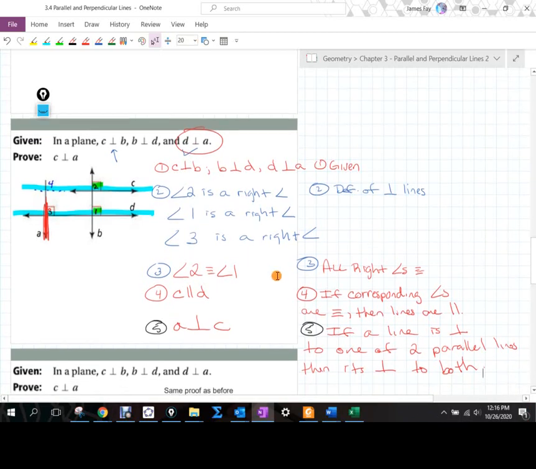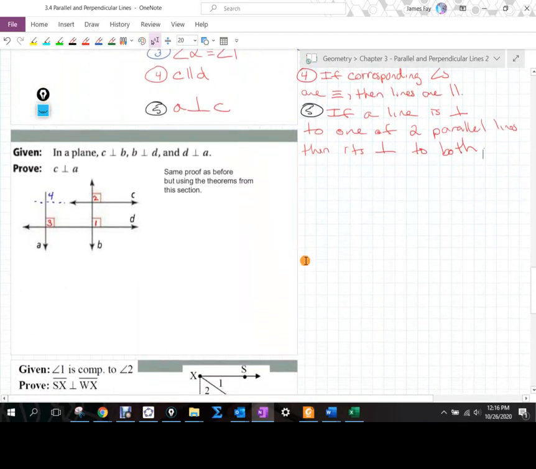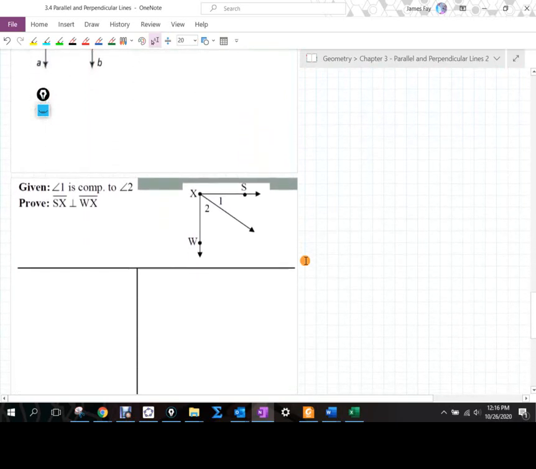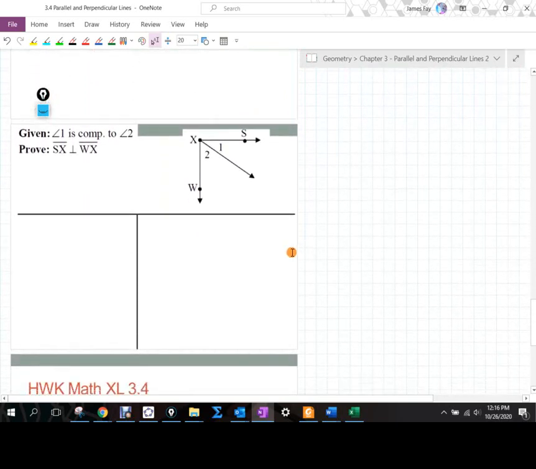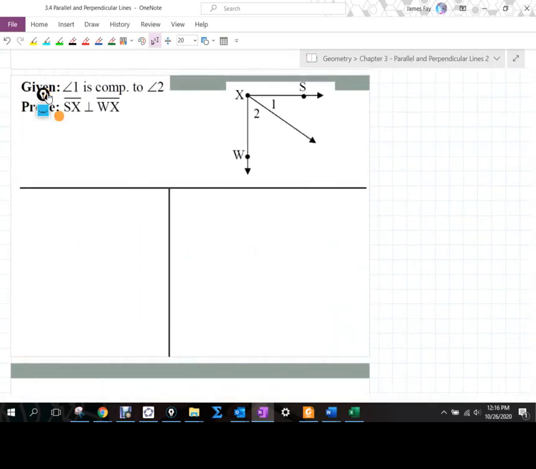The next question is pretty similar, so let's skip that and work with this one. It says, given angle 1 is complementary to angle 2, prove that SX is perpendicular to WX. This shouldn't take a whole lot of time to prove.